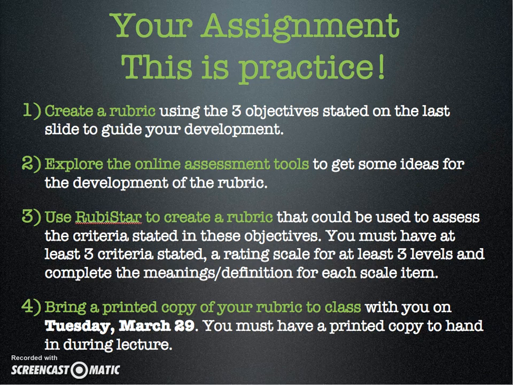A rating scale that has at least 3 levels. And by that I mean like 1, 2, and 3, or 0, 1, and 2, or outstanding, satisfactory, whatever. You can have 4 levels. You can have 5 levels if you want. That's up to you. And then what you do have to do is complete the meanings or definition for each scale item as well, okay? So you have to fill in those boxes, and you have to create what does excellent mean, or what does a 3 mean in terms of a 0 and unsatisfactory. Those meanings have to be different, okay?